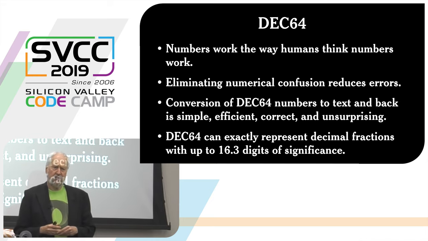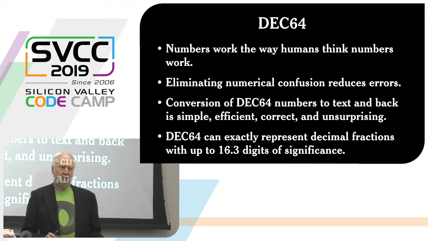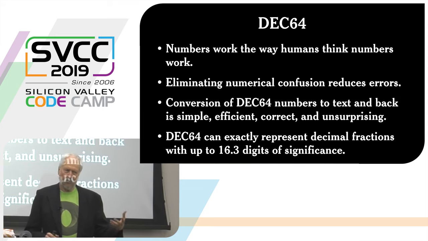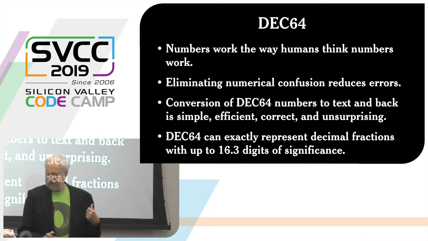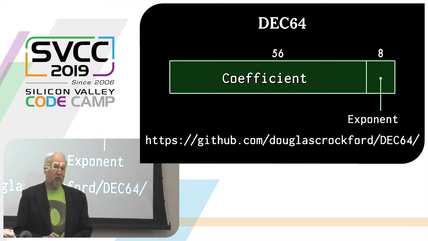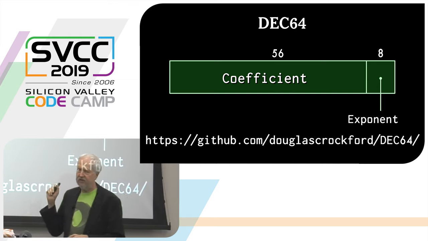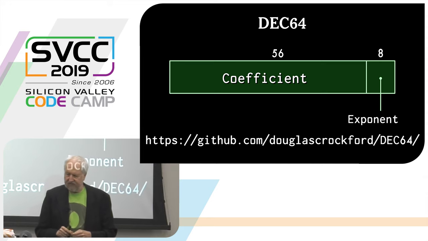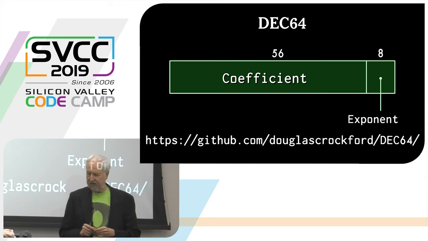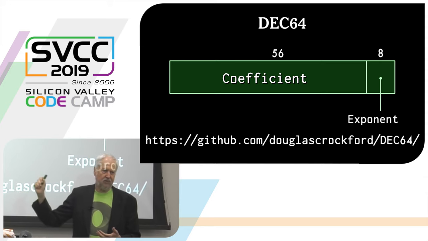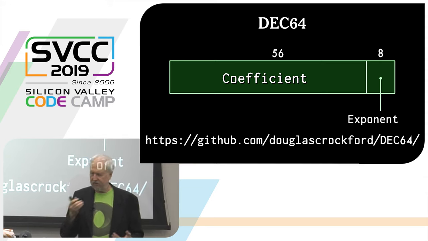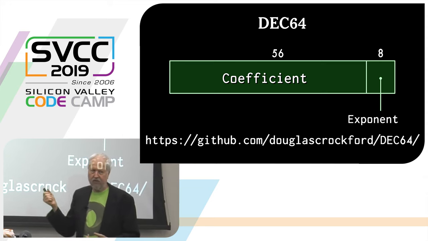There are some in numerical analysis, in physics and astronomy, where maybe you need more. But for most of what we're doing every day, this is more than enough range. So this is what it looks like. It's a very simple representation. It's a 64-bit word, which contains a 56-bit coefficient and an 8-bit exponent. And the value of a number is that exponent raised to the 10th power times the coefficient. Really, really simple.